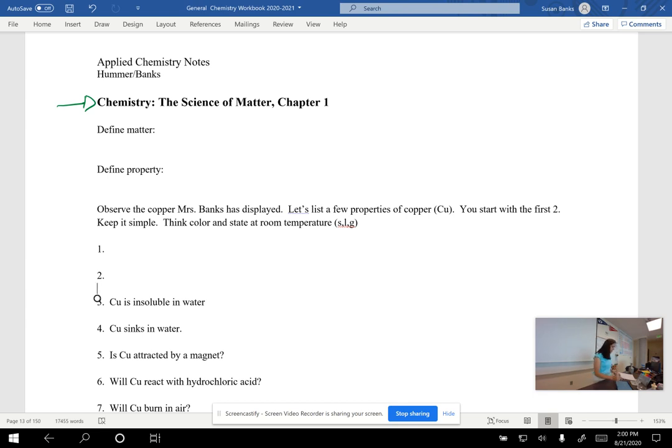So if we look at matter here on your notes, matter is anything that takes up space or has volume. That's what having volume means. It takes up space. And it also has to have mass. So matter is anything that takes up space. In other words, taking up space has volume and has mass.